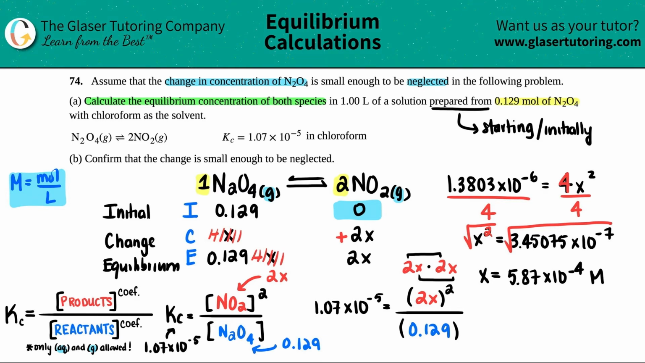So this is capital M. So now we're not done yet, because we want to know, so maybe I'll just highlight this off. We want to calculate the equilibrium concentration of both species, aka the ones that are down at the equilibrium line.